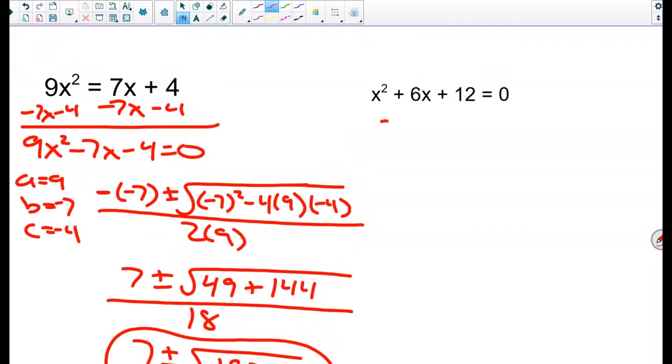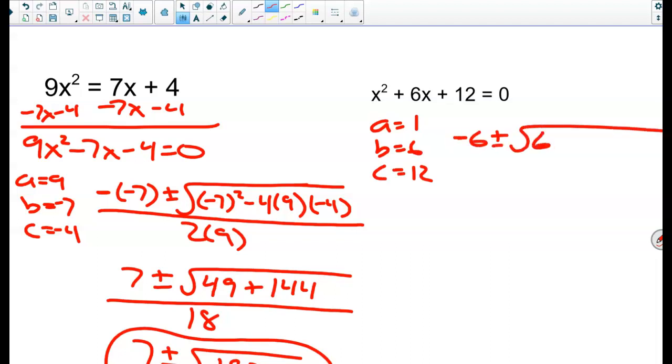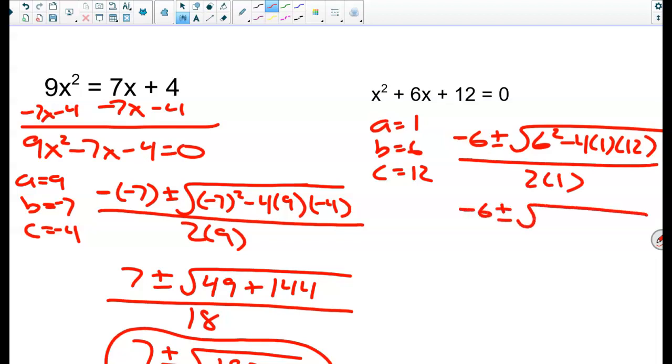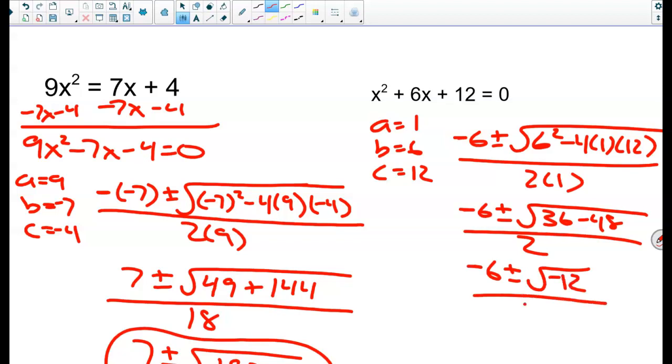On this one here, a equals 1, b equals 6, c equals 12. Negative 6 plus or minus the square root of 6 squared minus 4 times 1 times 12, all over 2 times 1. Negative 6 plus or minus the square root of 36 minus 48 over 2. Negative 6 plus or minus the square root of negative 12 over 2.